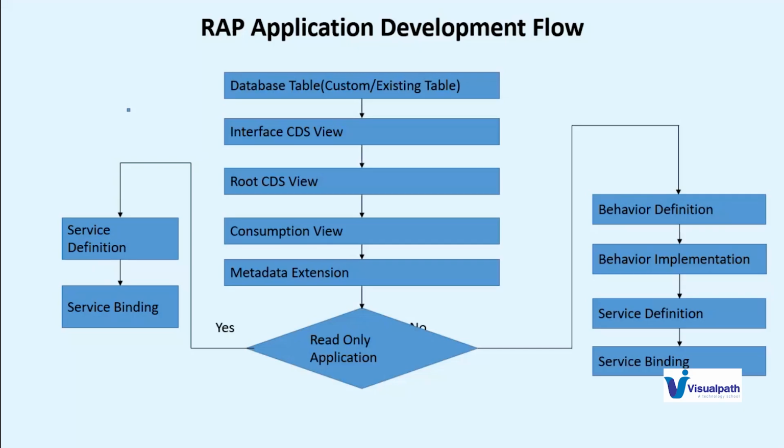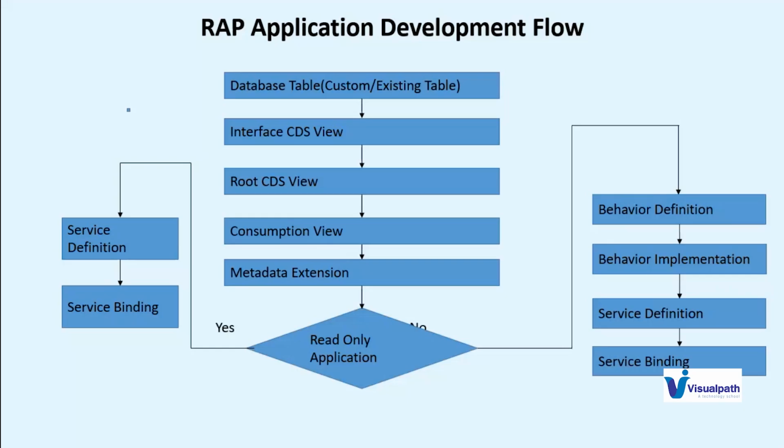Then the consumption view. The consumption view and the projection view are the same; we sometimes call the consumption view the projection view. On top of the root CDS view, we will create the consumption view, and then the metadata extension. In the metadata extension, we will add our annotations to show the application in the front end.